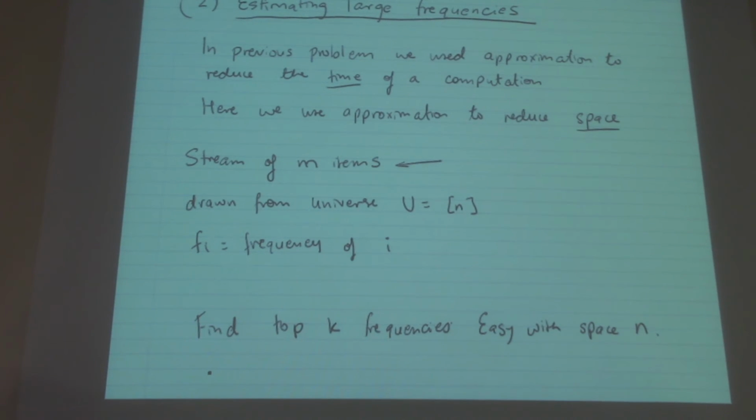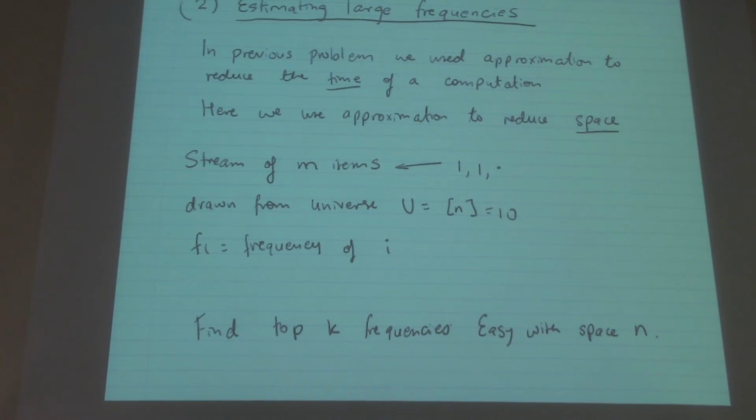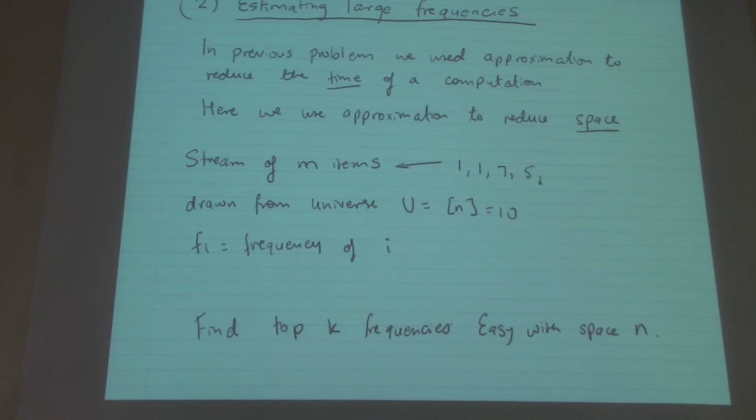I have a stream of m items. They're drawn from a universe of size n. So let's say n is equal to 10. Give me a stream of items from 1 to 10 that should have repetitions. Call out numbers, integers from 1 to 10. 1. 7. 3. Fine, we'll go MATLAB. 5. 1. 9. Repeated. Anyone? 10. Okay.